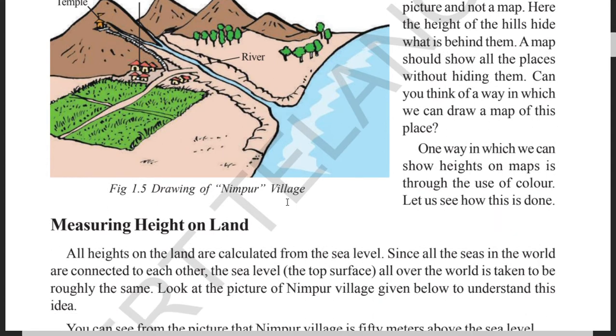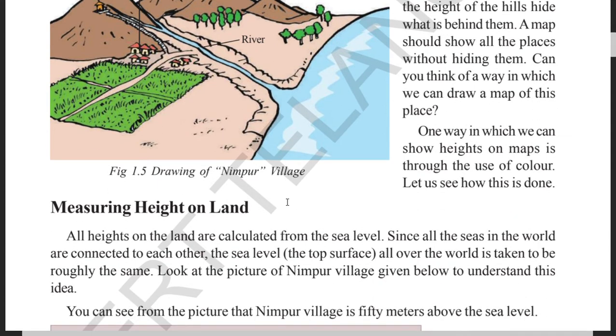Measuring height on land. All heights on the land are calculated from the sea level. Since all the seas in the world are connected to each other, the sea level all over the world is taken to be roughly the same. Look at the picture of Nimpur village given below to understand this idea. You can see from this picture that Nimpur village is 50 meters above the sea level.